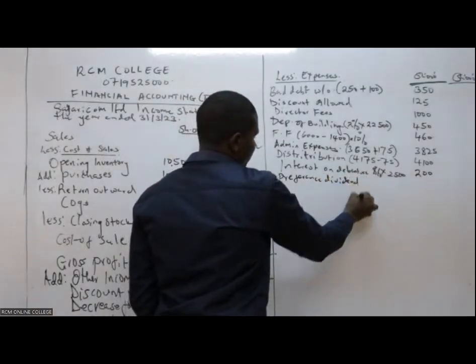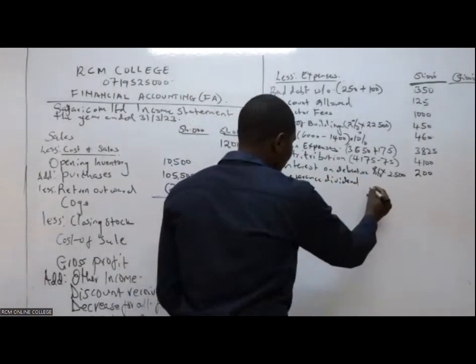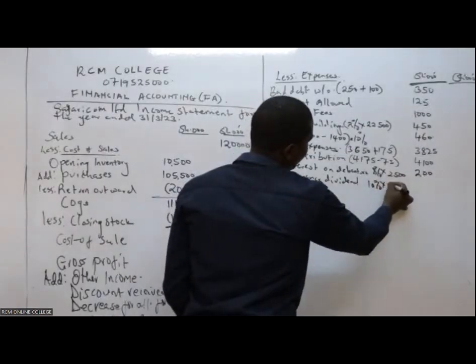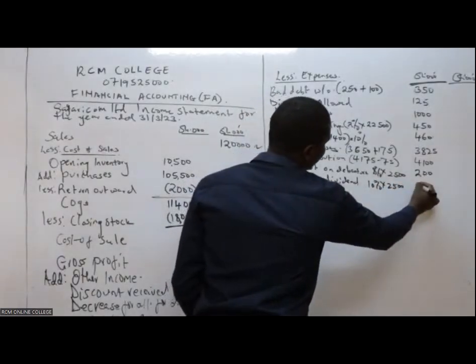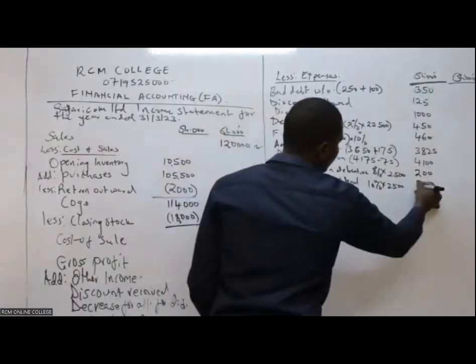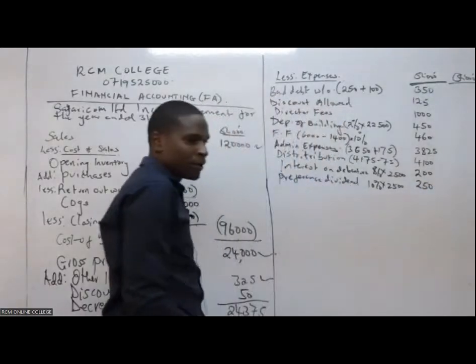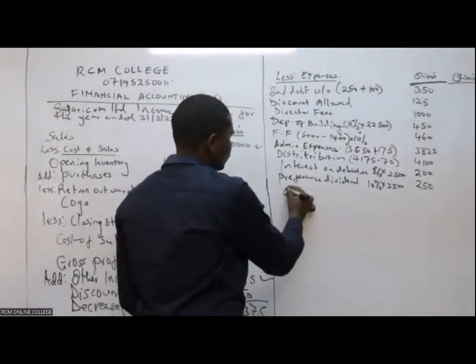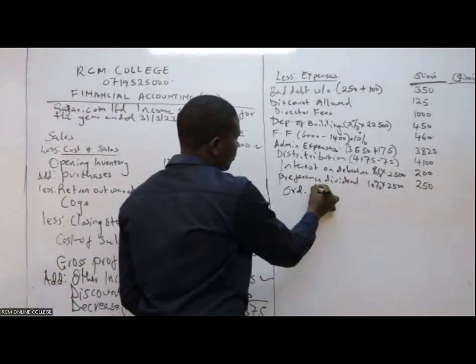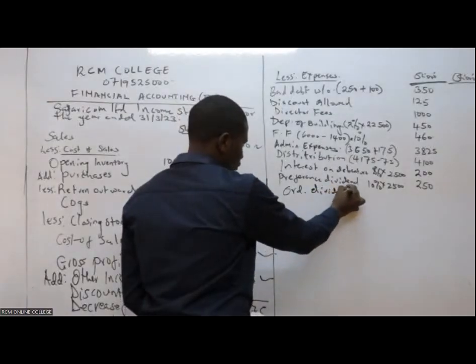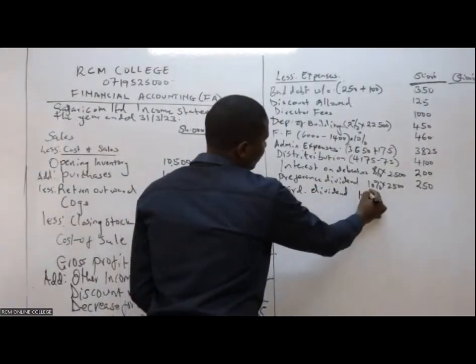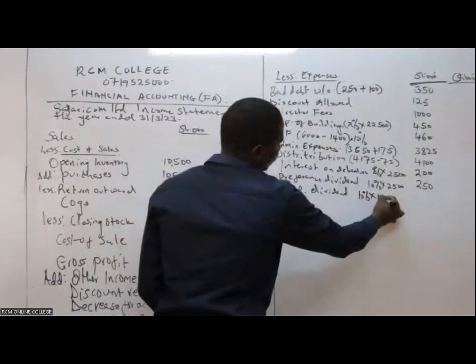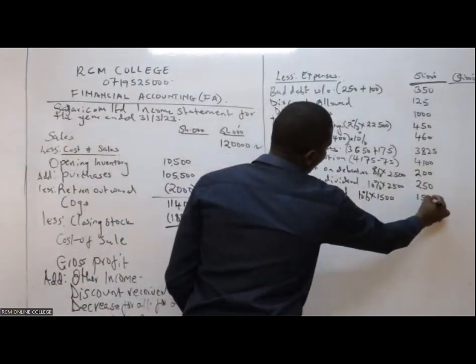Preference dividend, the rate is 10% of 2500. I can see it is just 250. Then for the ordinary share, we have to check the ordinary dividend. We are told to take still 10% of the shares, 1500, which will be 150.